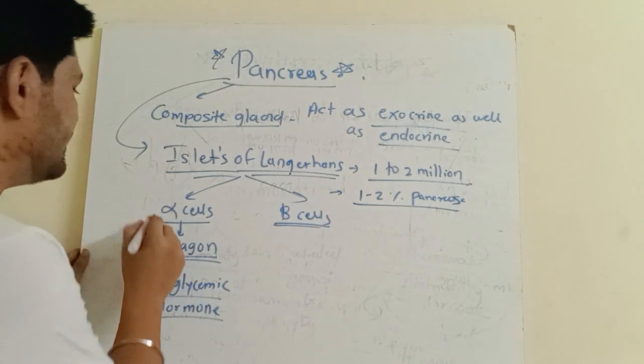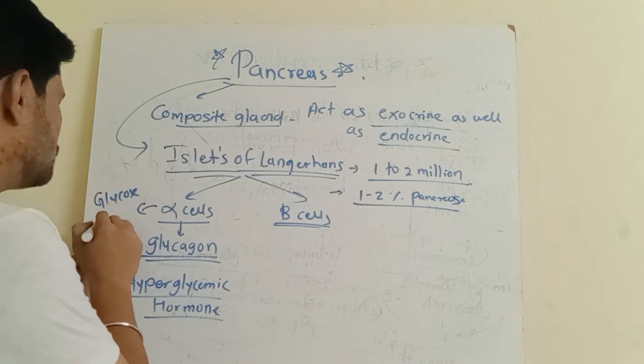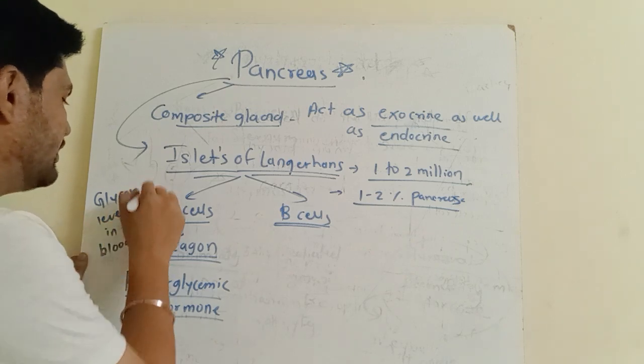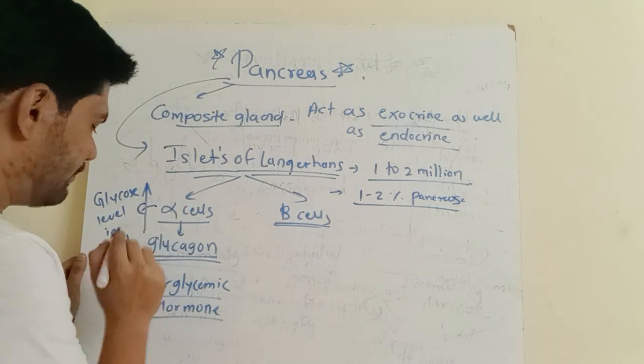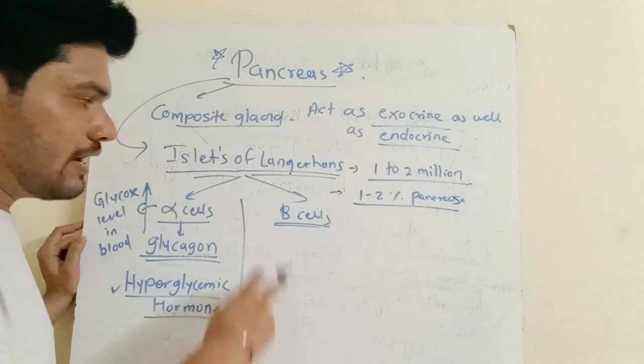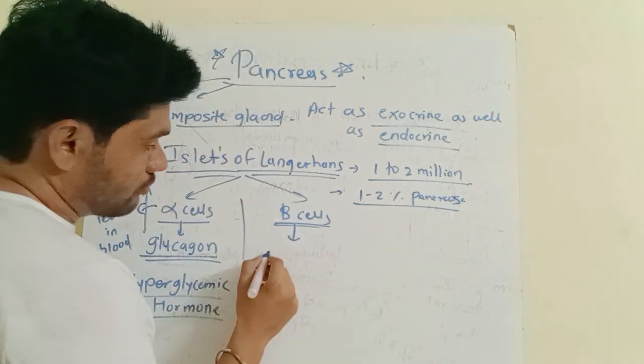So it is going to increase the blood sugar, the glucose level in blood. That's why we are saying glucagon is a hyperglycemic hormone. The other type of cells are beta cells, which are going to synthesize and secrete the other hormone called insulin.